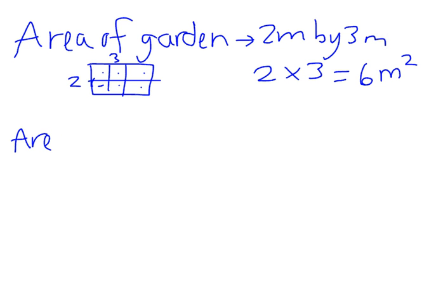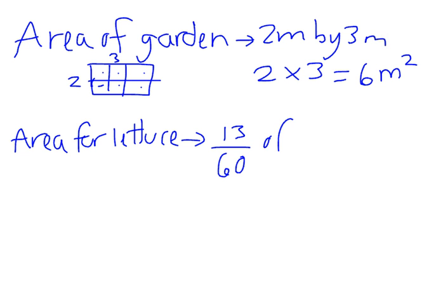So the area for lettuce is, we said it was 13 over 60 of 6 meters. So 13/60th of 6 meters. How do we calculate that? So we have 13 over 60. Of means times, and 6. 6 is over 1. 6 divided by 1 is 6, so we don't change anything here.